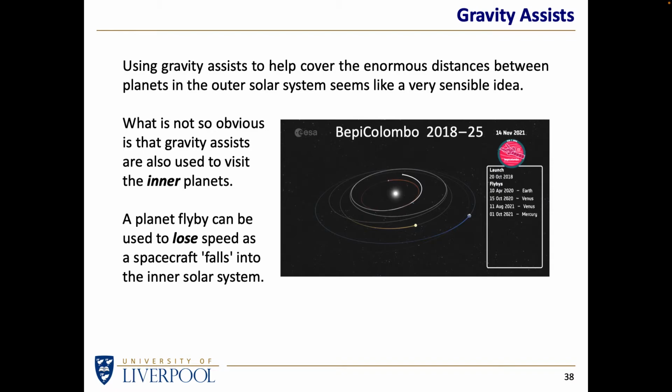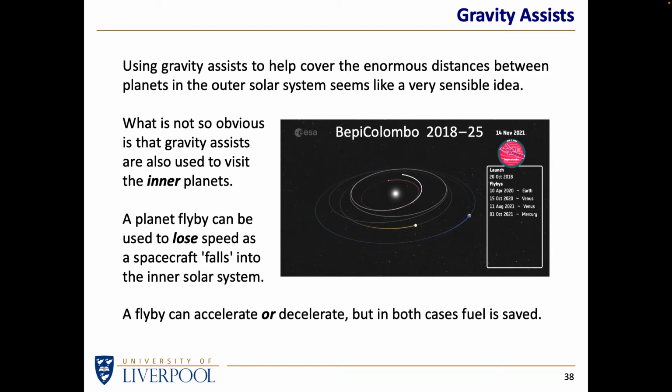Instead of arranging it so that you leave the planetary system in the same direction that the planet is moving, if you arrange it the other way round so that you leave it in the opposite direction to the way the planet is moving, you end up losing speed and the planet gains speed rather than the other way round. So if you were to drop into the solar system straight from Earth to Mercury, you would be going way, way, way too fast. So the idea of a planetary flyby, each time here, the spacecraft loses speed.